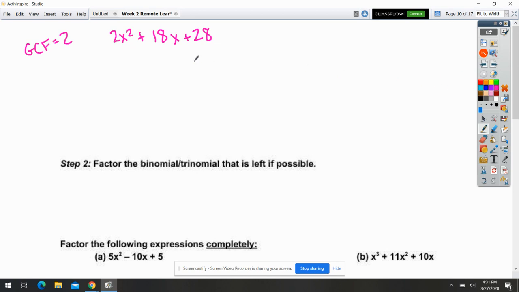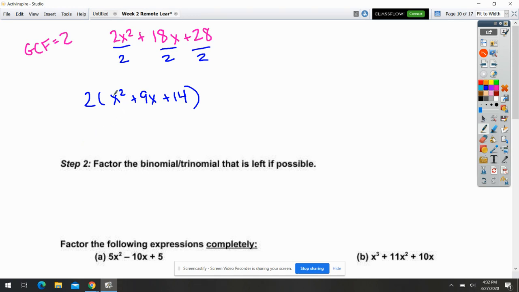So next thing you want to do is factor out that GCF. Factoring out really means you're just dividing. So we're going to divide every term by 2. What a lot of people struggle with in the first week is that when you factor out the GCF, you need to put it on the outside of the parentheses, and whatever is left of your division is on the inside. So here, 2x squared divided by 2 is just x squared. 18x divided by 2 is 9x. And 28 divided by 2 is 14.